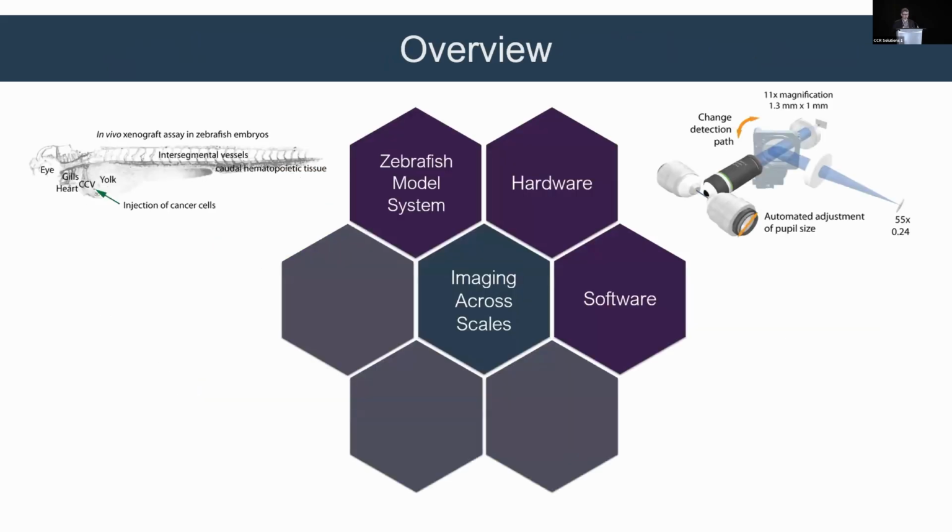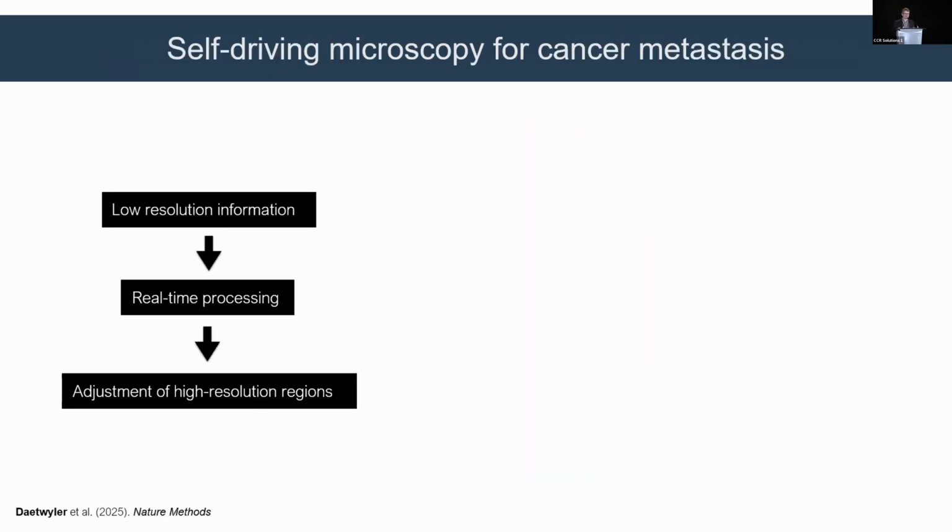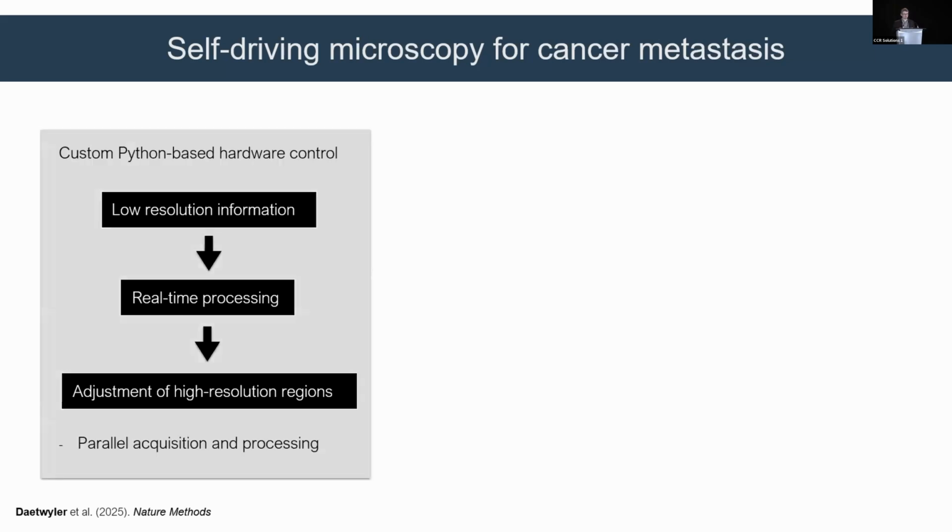Basically, what this requires on the microscope development side is developing software for it. Presenting software is hard because it's mostly lines of code. But what the software does is constantly monitor the low resolution information and do real-time processing of the whole organism to adjust where we want to image. On the back end is custom Python-based hardware control software that I established, which runs the acquisition and the processing in parallel to be efficient.